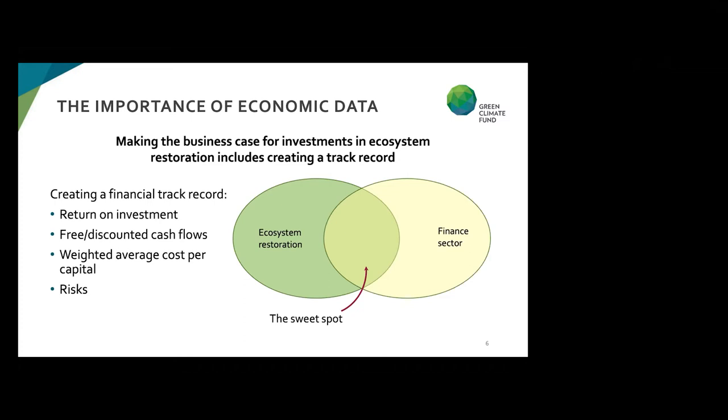They will only be interested if they know that there's a commercial track record. The finance specialists look at data, right? And they don't necessarily only look at cost and benefit. They look at the returns on investment, and especially the track record in this respect. But it's important to be able to provide the data that financial specialists are looking for, the free or discounted cash flows, the weighted average cost of capital, and above all, the risks. If they're unable to quantify, if they're unable to put a price on the risks, they're not going to invest. They have to take into account these risks and factor them into their own equations so that they can see if it's worth investing or not, right?